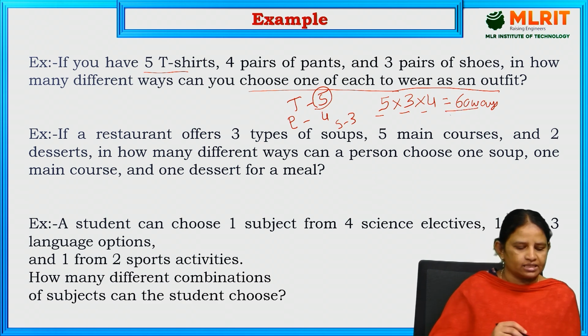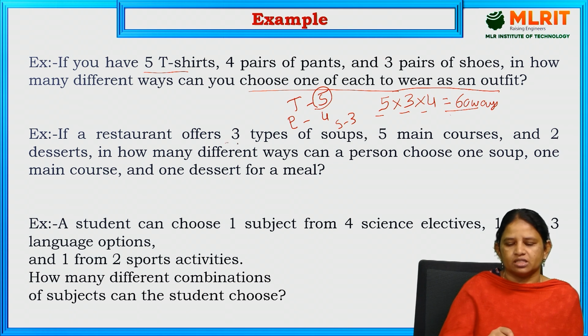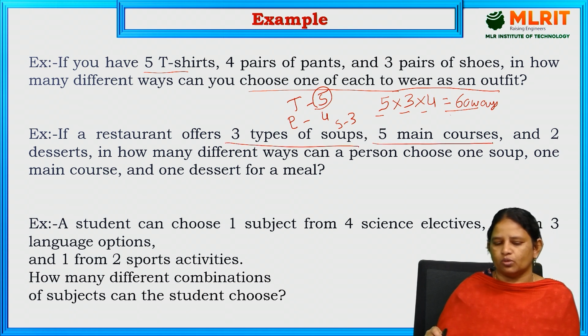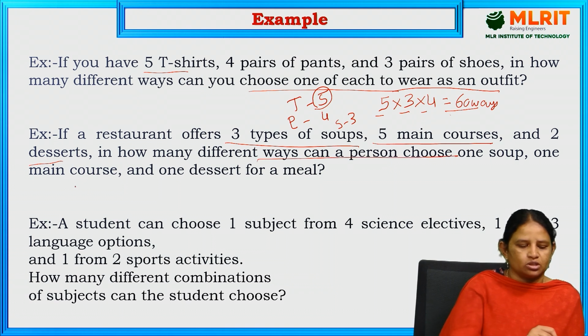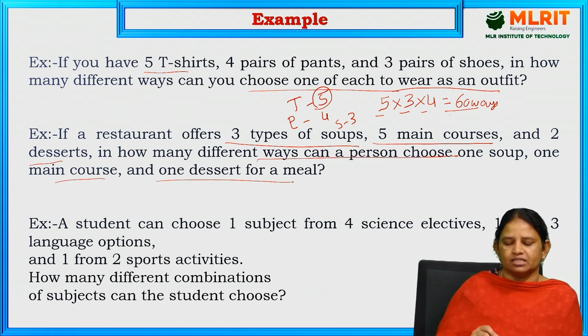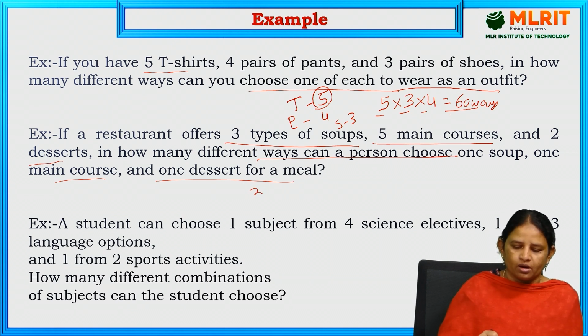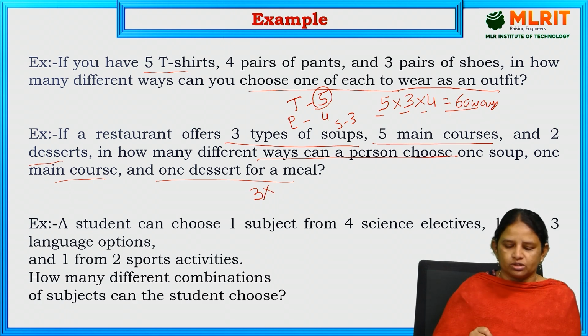Next, if a restaurant offers 3 types of soups, 5 main courses and 2 desserts, how many different ways can a person choose 1 soup, 1 main course and 1 dessert? So 3 types of soups can be chosen in 3 ways, 5 main courses in 5 ways, and 2 desserts in 2 ways. Total number of ways are 30 ways, for a meal.